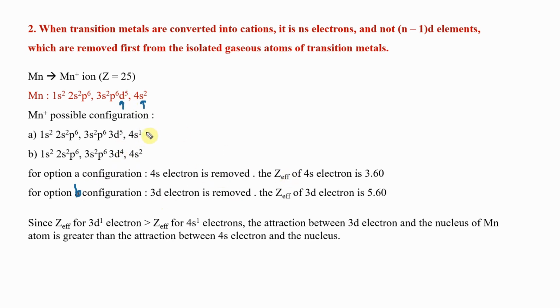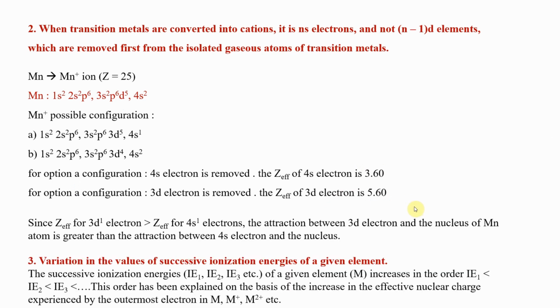Once you look at the Z effective of 4s and 3d, you will see the Z effective of 4s is 3.6 and the Z effective of 3d is 5.6. So obviously you cannot easily remove the 3d electron, as its Z effective is higher. You can calculate it yourself and see. If Z effective is higher, the nuclear pull is high, so I take the 4s before the 3d. This is another important point to note based on Slater's rule.